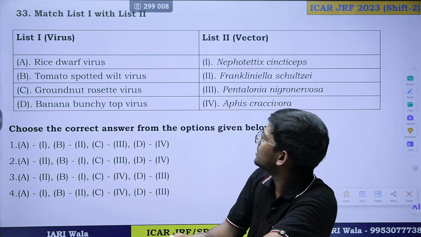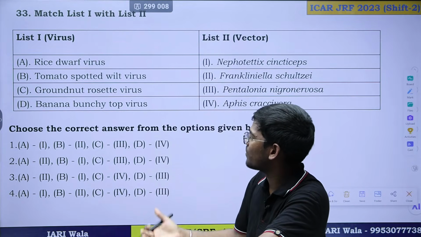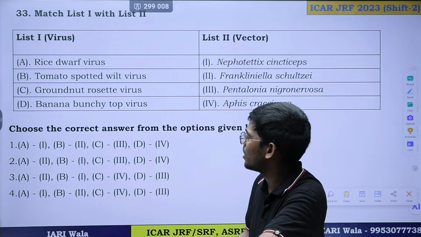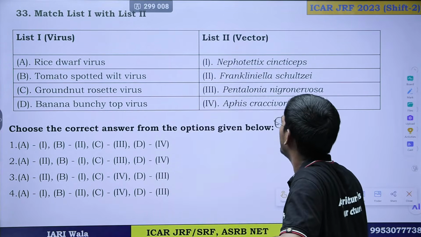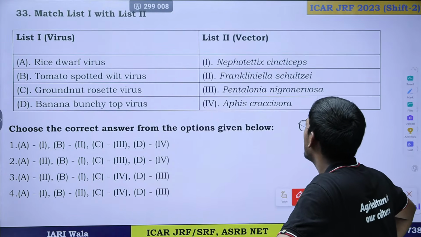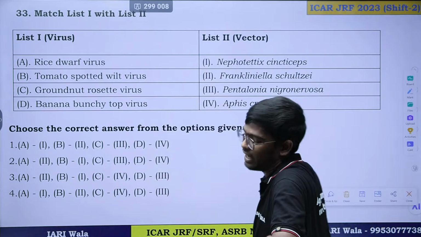Match List 1 with List 2. List 1 is virus and List 2 is vector. Here they are asking: rice dwarf virus, tomato spotted wilt virus, groundnut rosette virus, banana bunchy top virus. And for the vector: Nephotettix cincticeps, Frankliniella schultzei, Pentalonia nigronervosa, and Aphis craccivora. Yes, quickly answer.